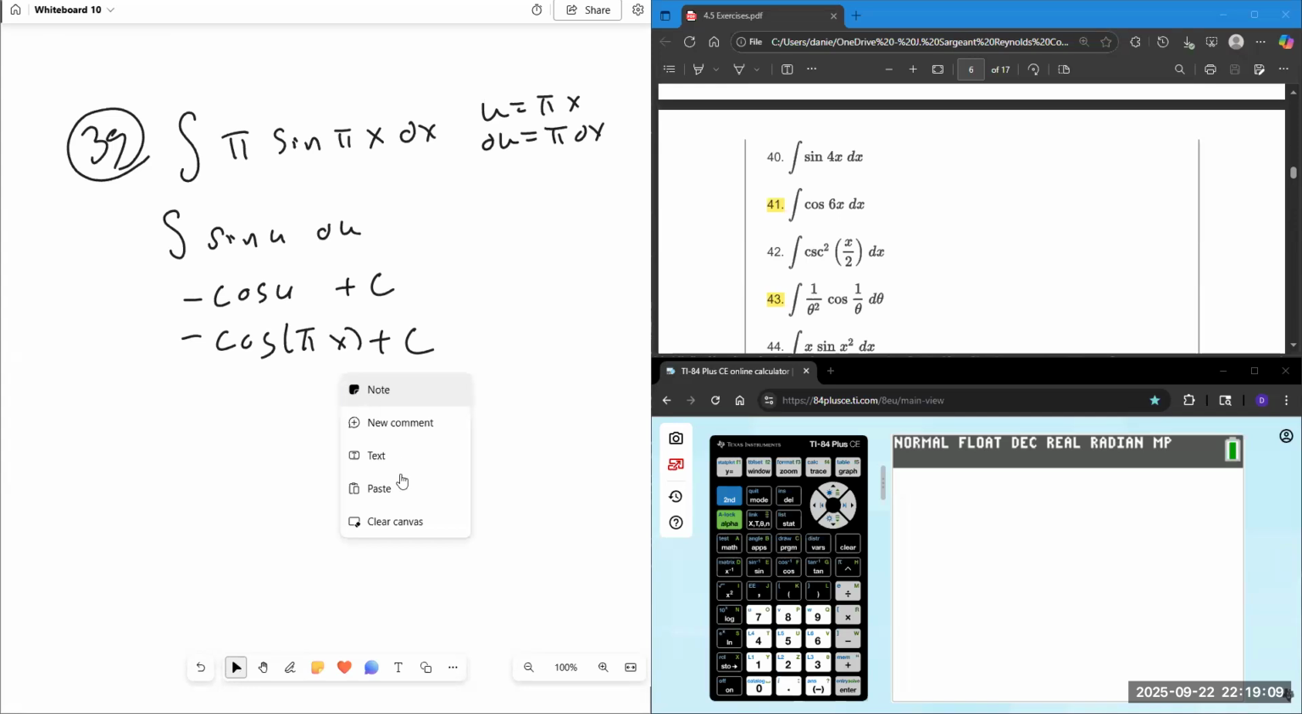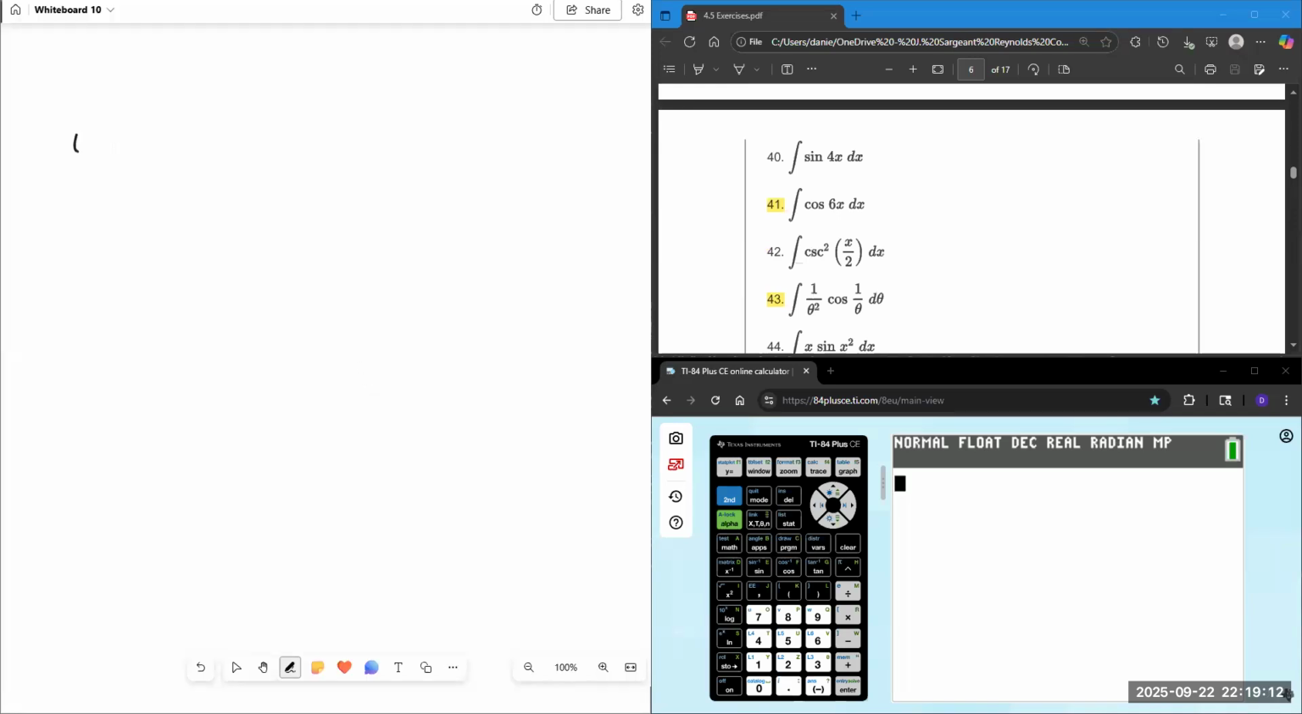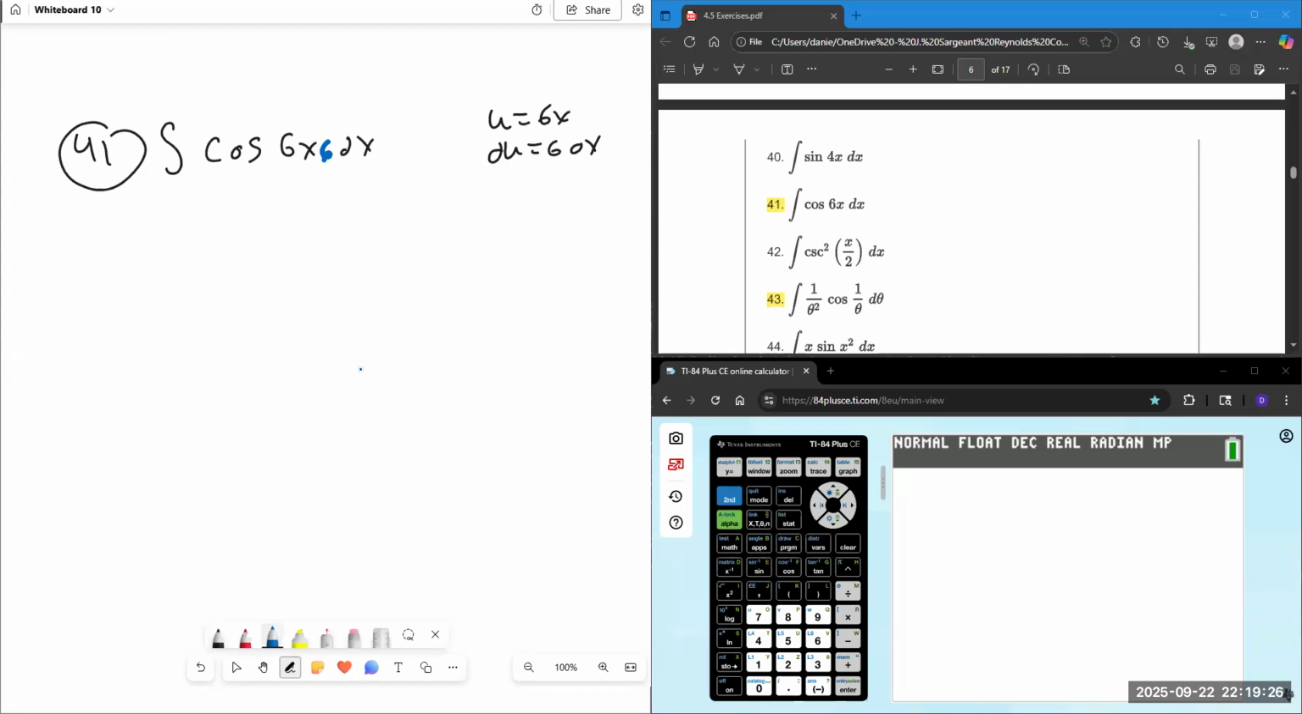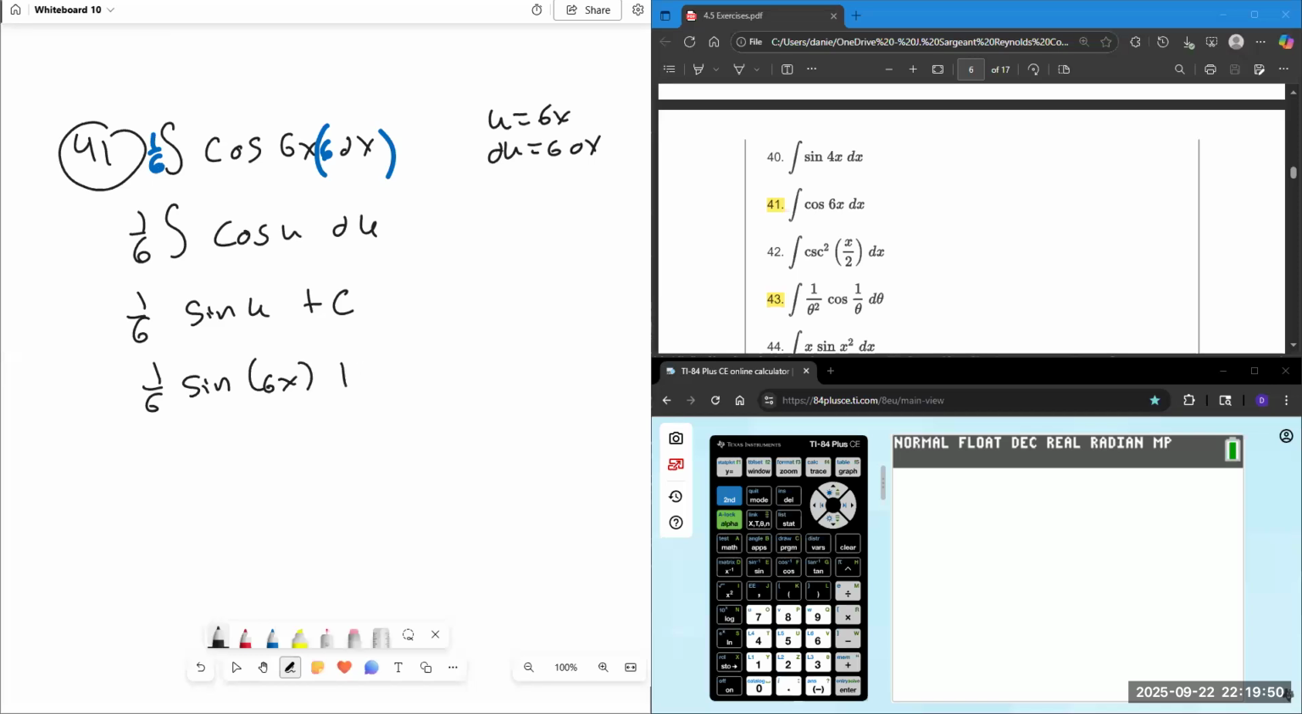Let's look at 41. The integral of cosine 6x dx. u is 6x and du is 6 dx, so I need a 6 and a 1/6 to balance it out. So that's going to be 1/6 integral cosine of u du. It's 1/6 sine of u plus c, which is 1/6 sine of 6x plus c.